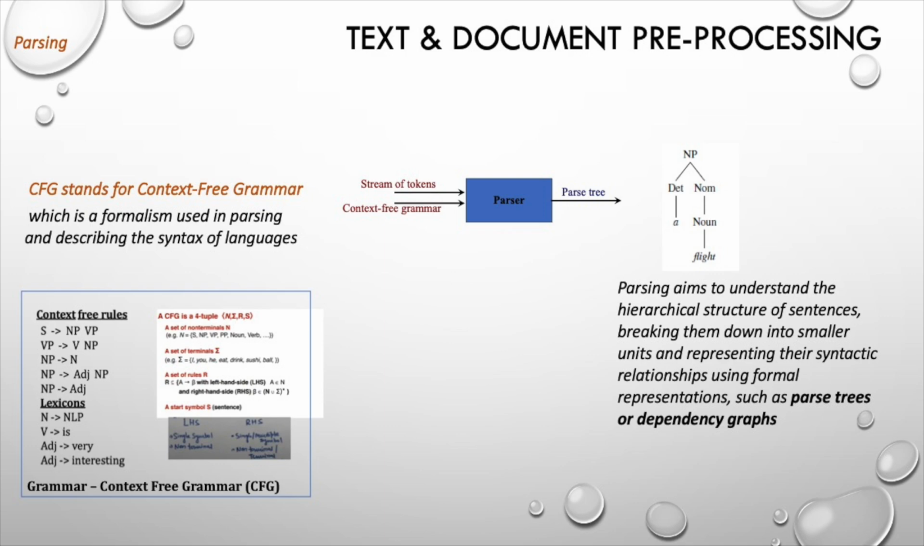In a CFG, the grammar rules are defined in the form of production rules that consist of a non-terminal symbol, also known as a variable, and a sequence of symbols, terminals or non-terminals. The non-terminal symbols represent syntactic categories or parts of speech, while the terminals represent actual words or tokens in the language. The production rules specify how these symbols can be combined or rewritten to form valid sentence structures.